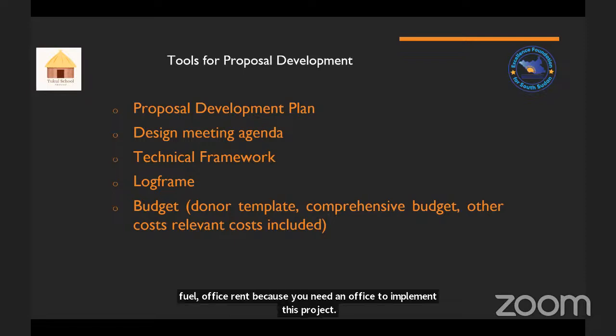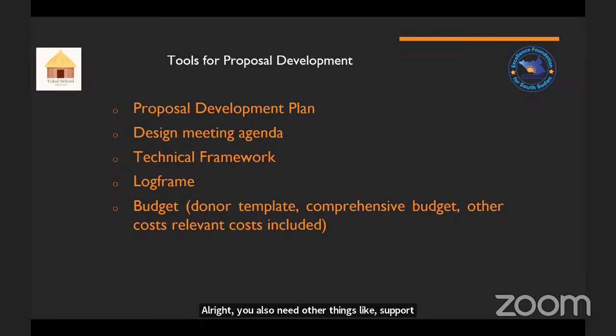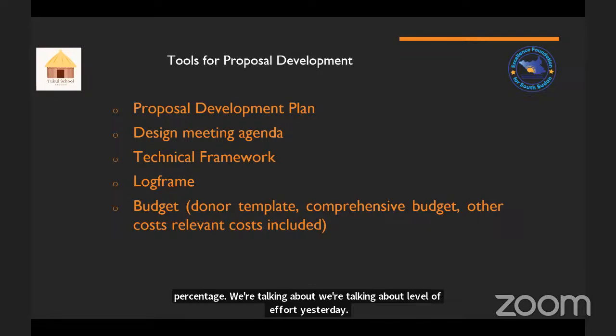You also need other things like support costs, even for staffing. You need a procurement person to help you, finance, human resource, all these things. All these people might not be covered in just one budget or one proposal, but make sure they are also covered in a certain percentage. We were talking about level of effort yesterday, a certain percentage for these shared positions and activities, right?